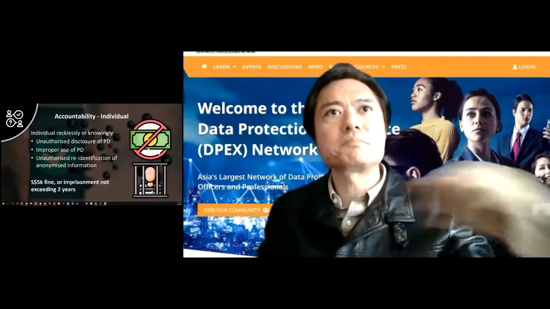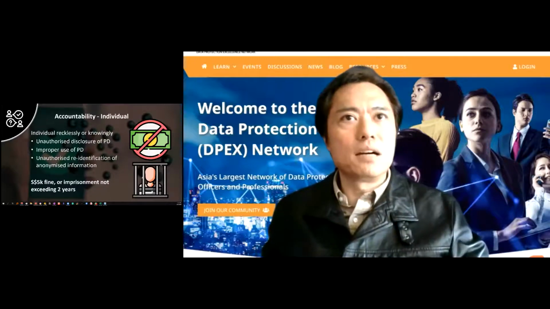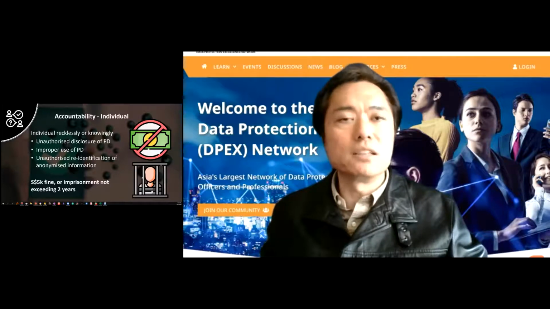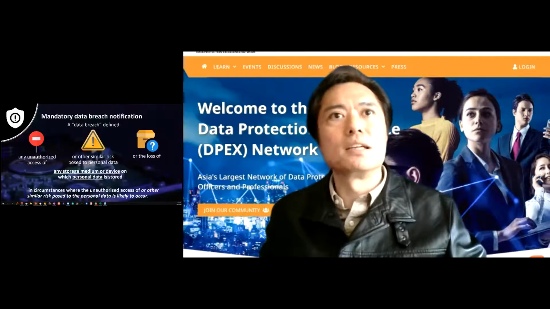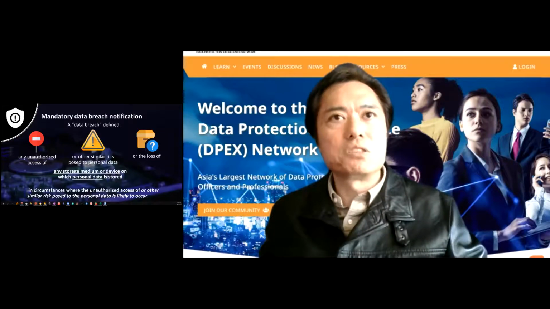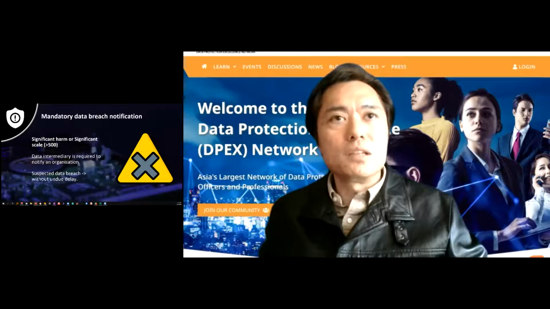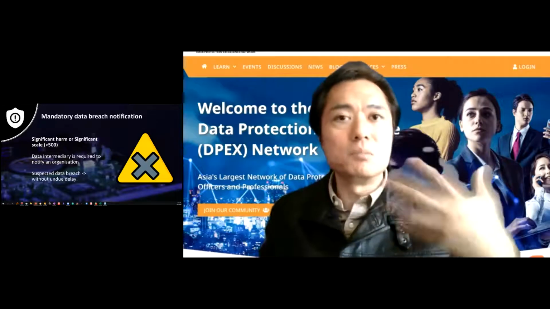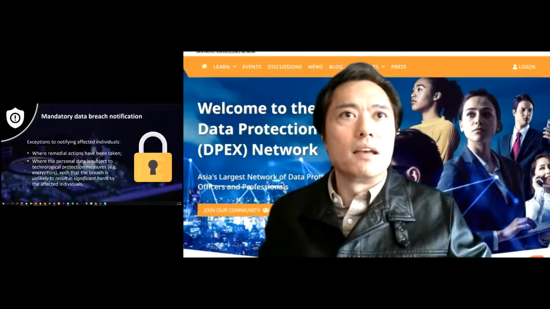So on accountability, they can even fine individuals. Last time no, now they can fine and jail individuals if you are willfully found in breach of personal data abuse. Okay, right. So the data breach I mentioned just now, you even as a data intermediary have to go and notify your own customer. Data intermediary means you're a vendor.